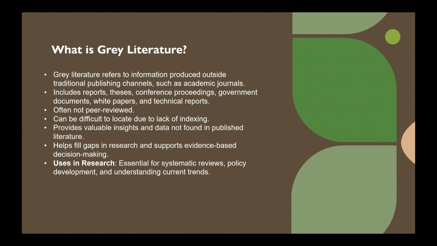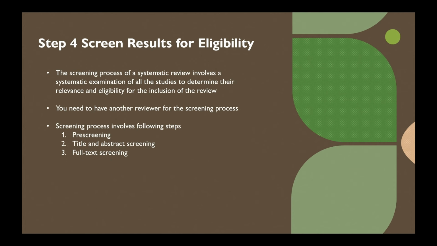But you have to check the quality of this literature. Here are some factors to consider: when it was published, where it was published, the author of the gray literature, the method used in the gray literature, and also check the results and conclusion. So these are the factors you have to think about when deciding whether the gray literature is something you want to include in your systematic review or not.